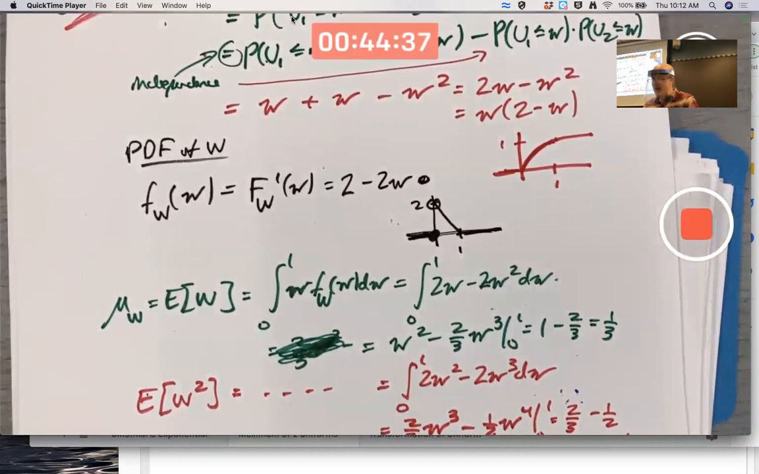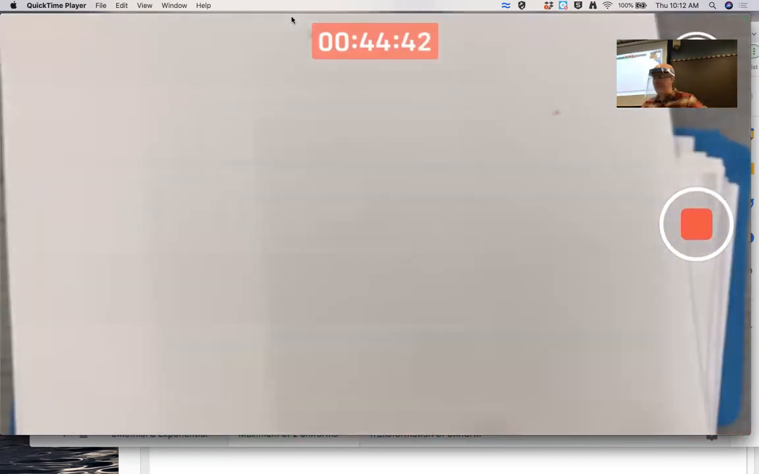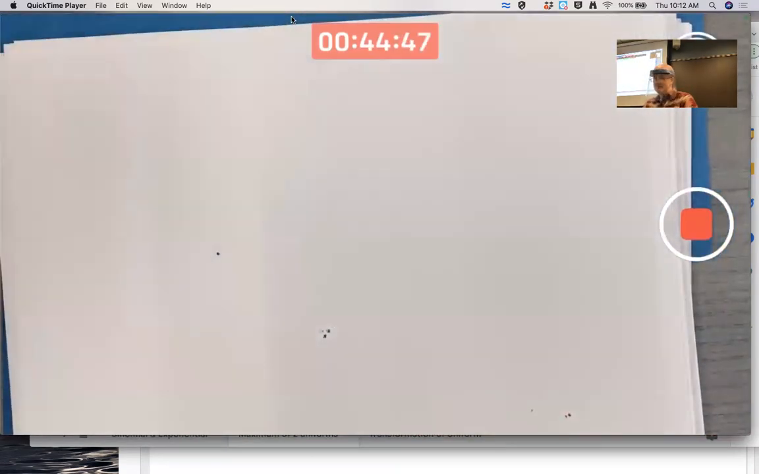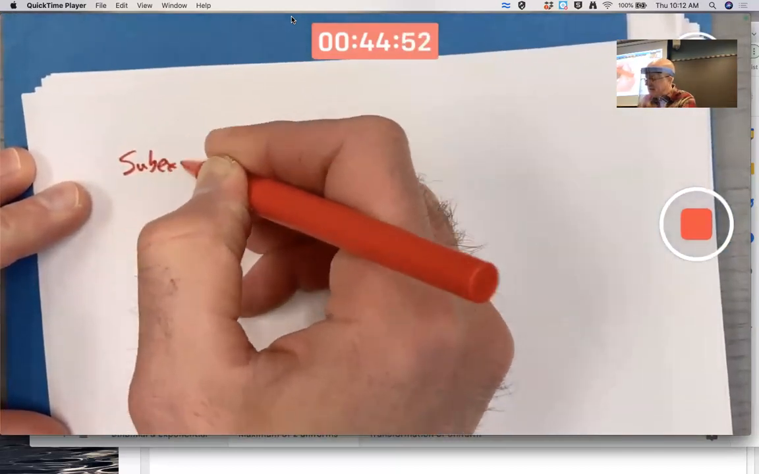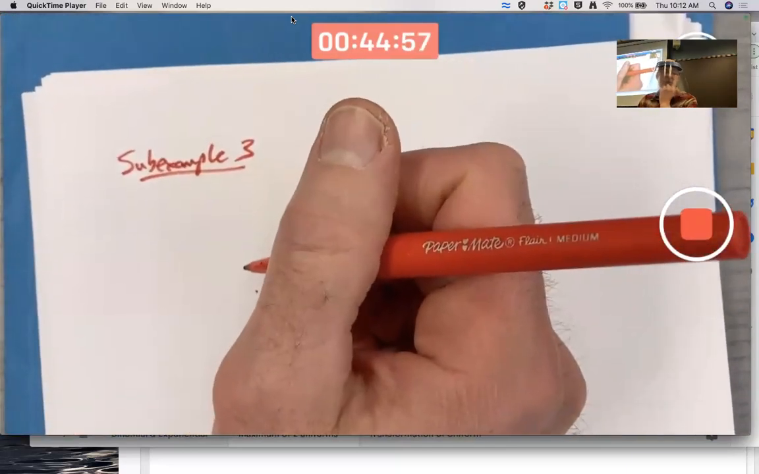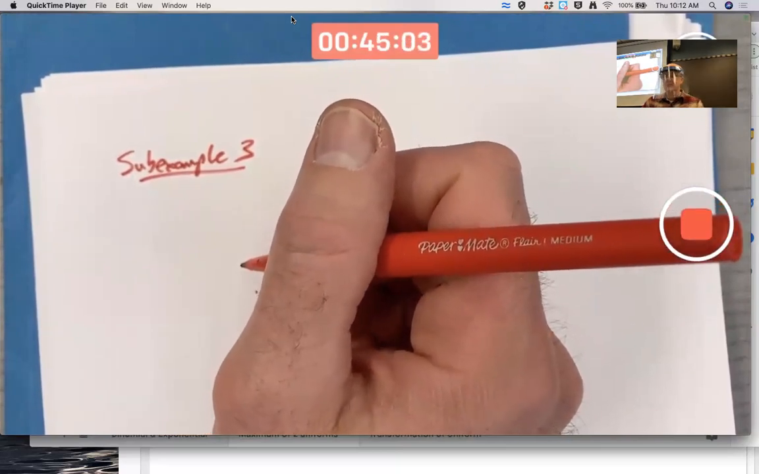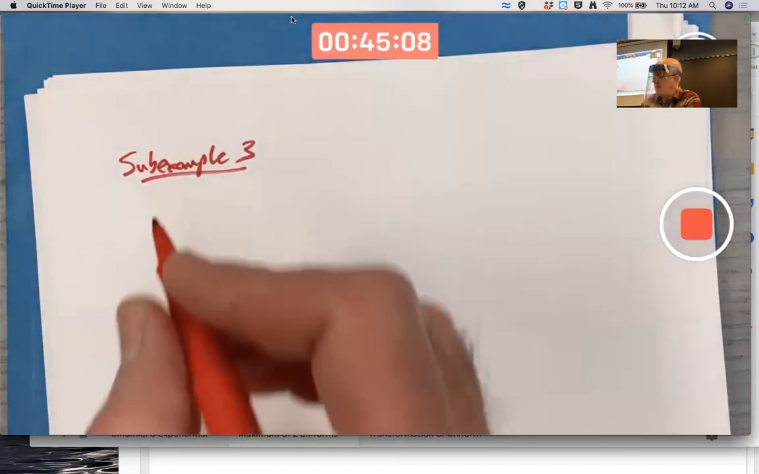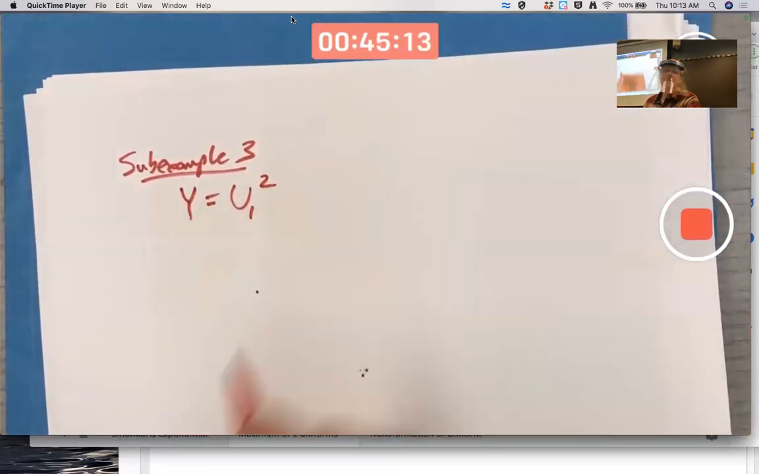Let's do sub-example 3 now. And we'll have a sub-example 4 as well. Sub-example 3. Actually, I'm going to just focus on one of the U's, not both of them for this one. Let Y equal U1 squared.